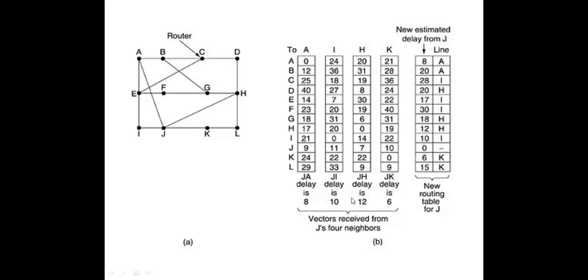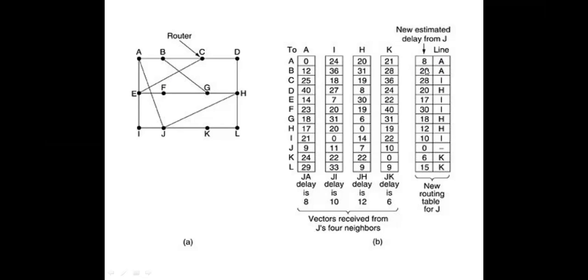Okay, 43, and then this 36, and then this is 20. What about J to B via K? J to K is 6 and then K to B is 28. 28 plus 6 is 34. So among these four, which one is the shortest? J to B via A, 20.